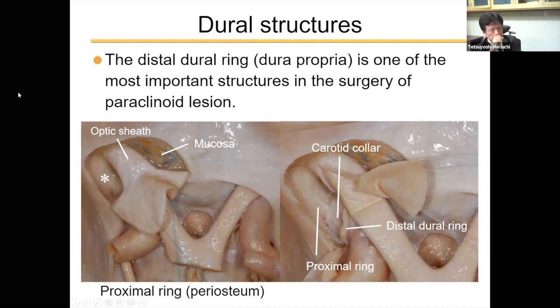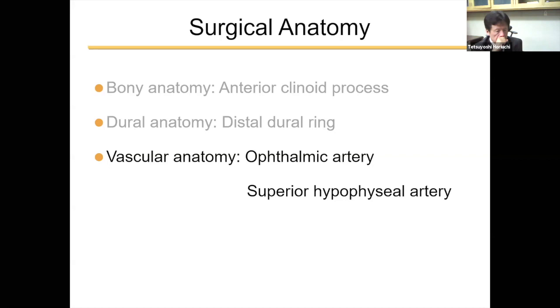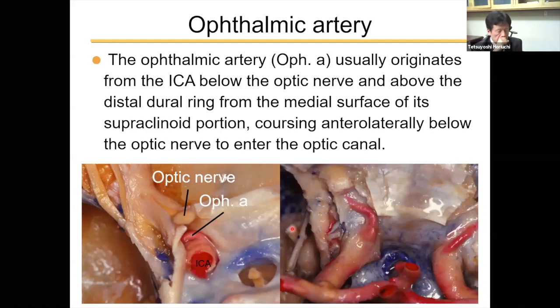Last is vascular anatomy. The ophthalmic artery usually originates from the internal carotid artery below the optic nerve and above the distal dural ring, from the medial surface of its supraclinoid portion, coursing anterolaterally below the optic nerve to enter the optic canal.